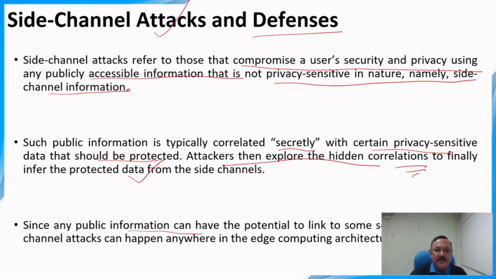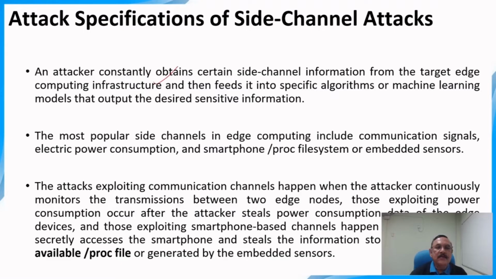Since any public information can have the potential to link to some sensitive data, side channel attacks can happen anywhere in the edge computing architecture. An attacker constantly obtains the side channel information from the target edge computing infrastructure, then feeds it into a specific algorithm or machine learning model that outputs the desired sensitive information. The most popular side channels in edge computing include communication signals, electric power consumption, and smartphone or embedded sensors.